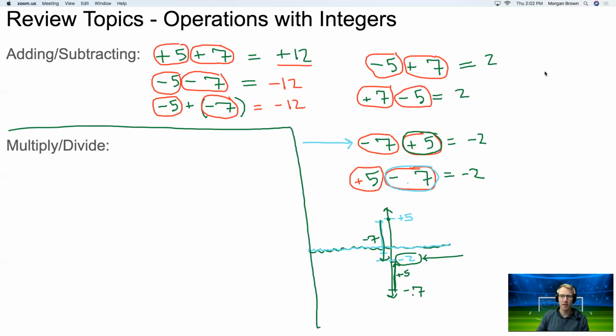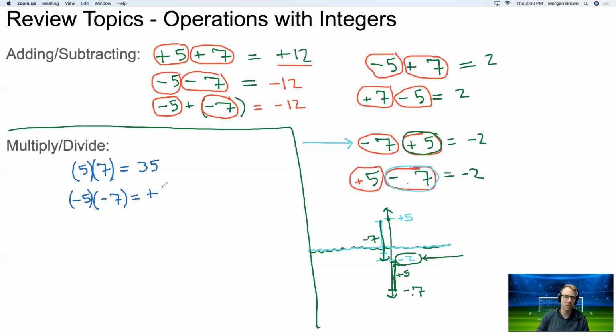When you multiply two positives together, I'm going to stick with this 5 and 7, I like that, 5 times 7, that's just basic everyday multiplication that you've known since elementary school. You get 35. Cool. When you multiply two negatives together, the negatives cancel out. So a negative times a negative cancels out, and those become positive.